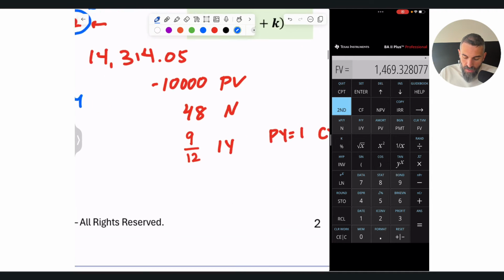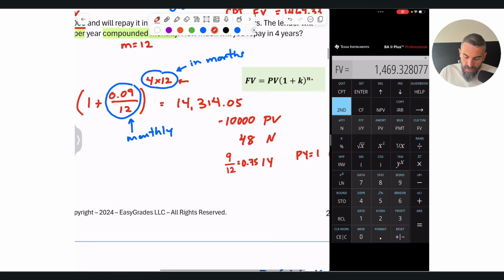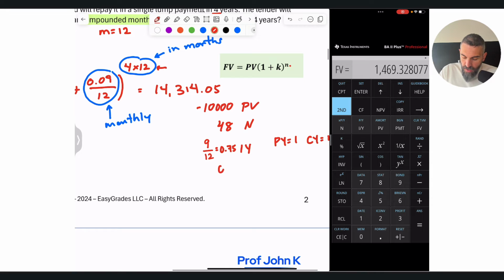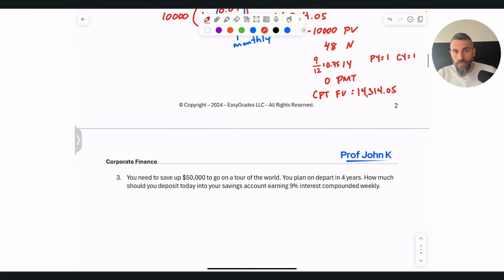So instead of writing 0.09 over 12, I'm going to put 9 over 12, and 9 over 12 is 0.75. That's your periodic rate. Again, there's no payment here, and we're going to compute the future value. Okay, so I'll do it on the screen here. 10,000 negative PV, 48 N, 0.75 IY, 0 payment, compute future value, and I get 14,314. Exactly what we found before.